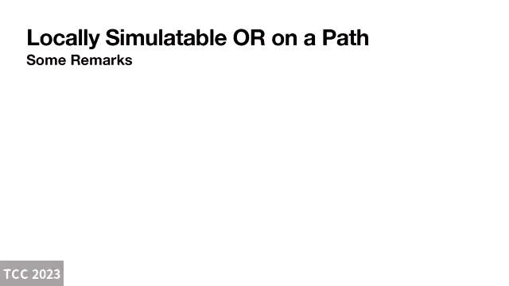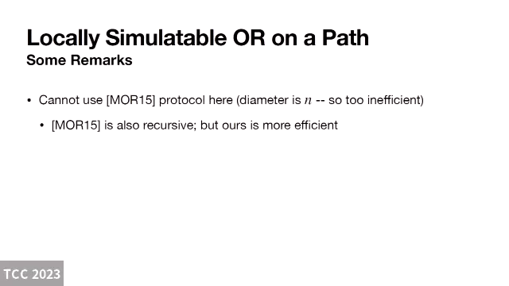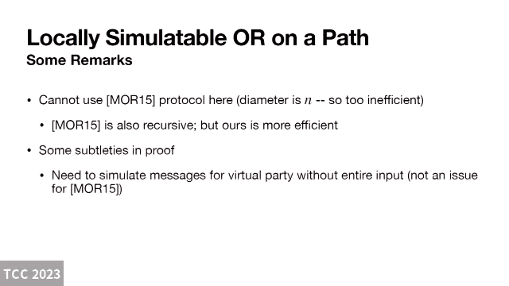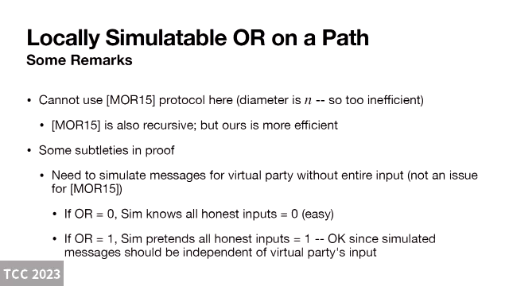Okay, so just some quick remarks. The MOR15 is also similarly based on a recursive MPC protocol. But here, for paths, the diameter is n, so it's too inefficient. And so in fact, our protocol is efficient enough to handle this case. I'm running out of time, so maybe I'll skip this.